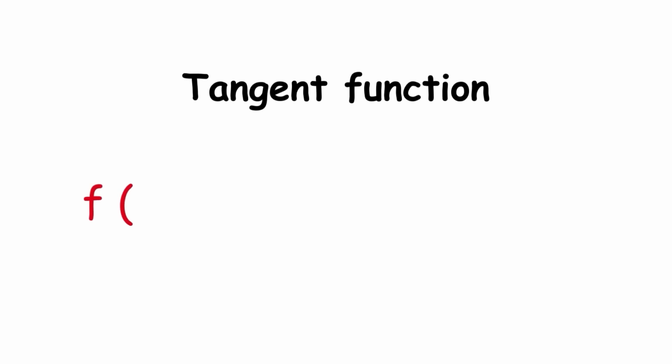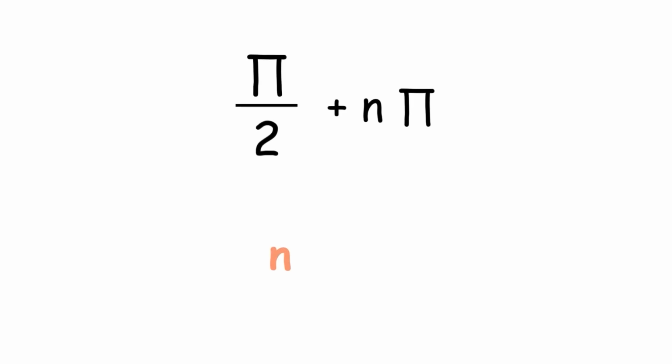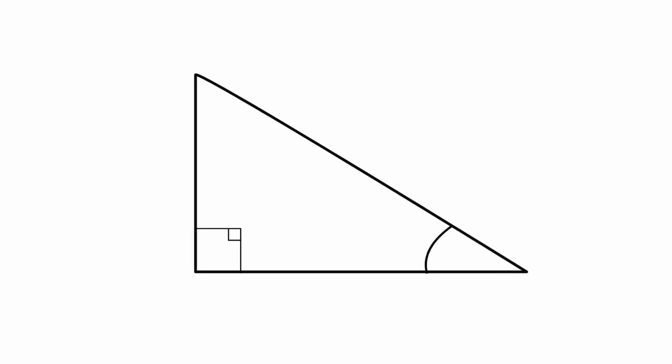Tangent function. F of x equals tangent of x equals sine of x over cosine of x. The tangent is an odd function and is a periodic function of period pi, with discontinuities at pi over 2 plus n pi, n is an element of the set of integers Z. It is a transcendental function of a real variable. In trigonometry, the tangent of an angle, of a right triangle, is defined as the ratio between the opposite and adjacent sides.